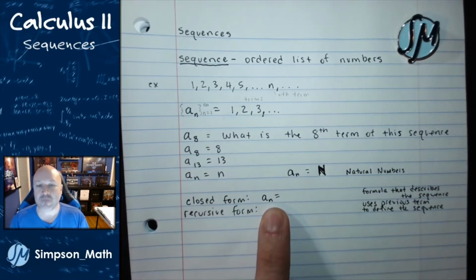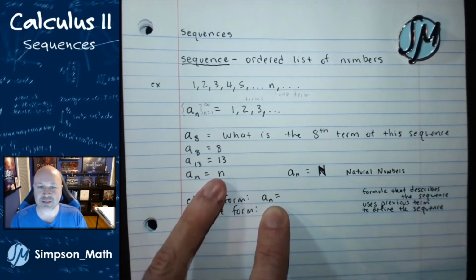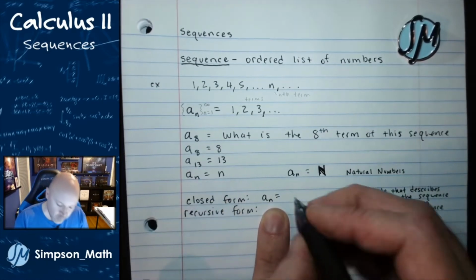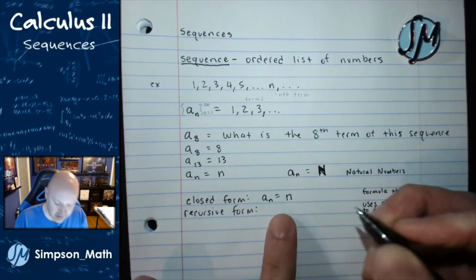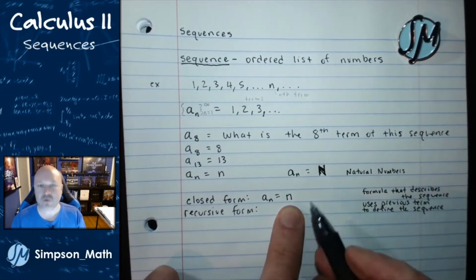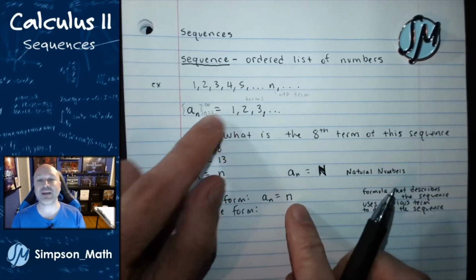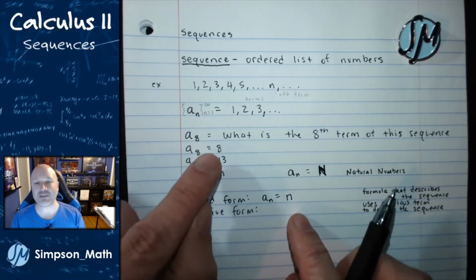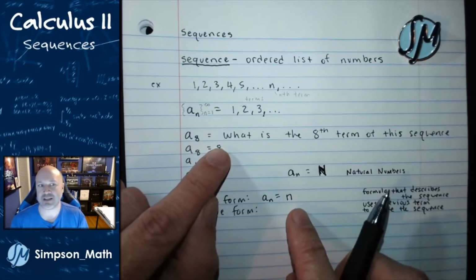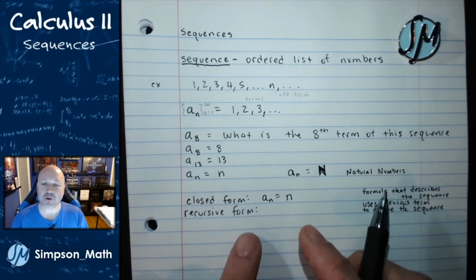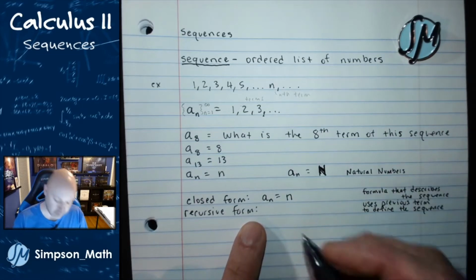The closed form is a formula, and we have it written right here because this one's so simple, where the formula is just n. If I plug in 1, well, that's the first term of the sequence. If I plug in 8, well, that's the 8th term of the sequence. Nice and easy in this case. The recursive form uses the previous term.